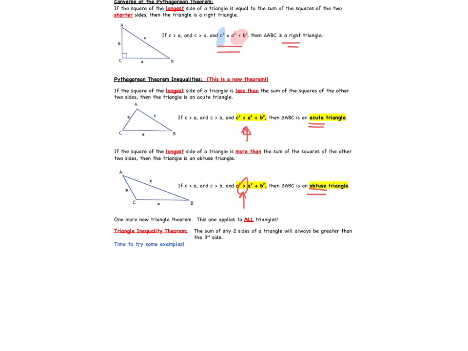Okay, but one more theorem that we have to talk about, and it applies to all triangles, is the sum of any two sides of a triangle has to be greater than the third side. So, for example, if I had this long segment, and then I had this short little segment here and this short little segment here, these three sides will not form a triangle because this is too short. The sum of those two blue segments that I circled is not greater than the third side, so therefore the triangle would not be able to be formed. No triangle would exist. Let's try some examples to see how this all works.